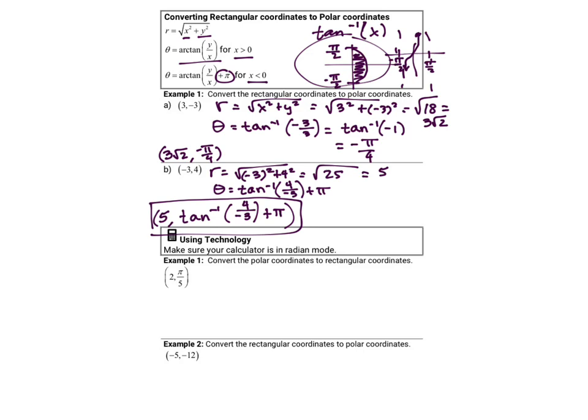All right, do you have your calculators? Can you get your calculators out right now, quickly? Work quickly.